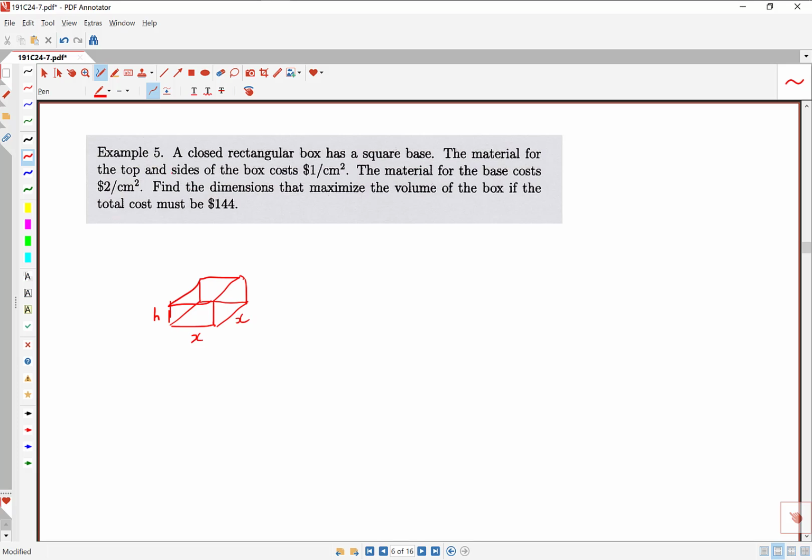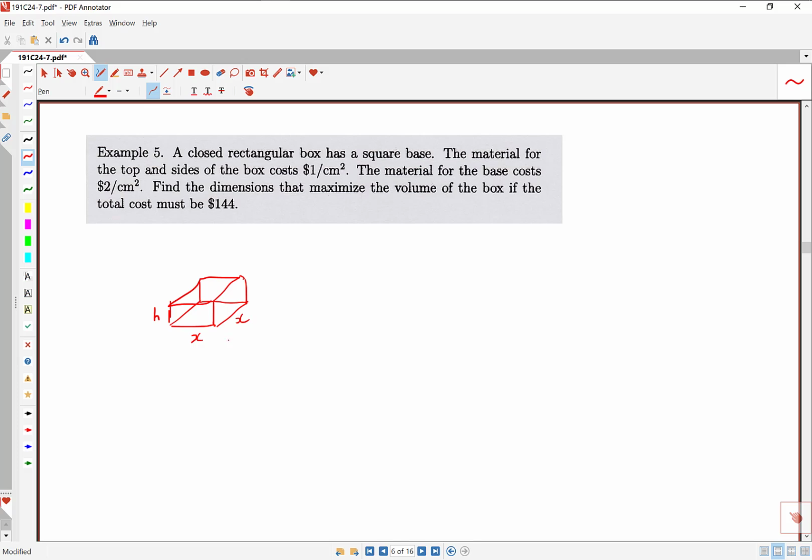The material for the top and the sides of the box costs $1 per square centimeter, whereas the base is more expensive. The material for the base costs $2 per square centimeter. We want to find the dimensions that maximize the volume of the box if the total cost must be $144.